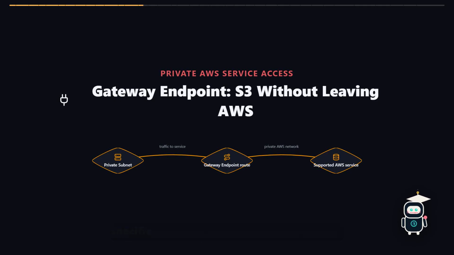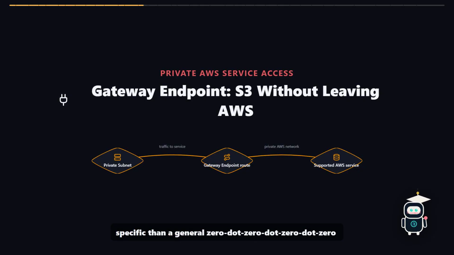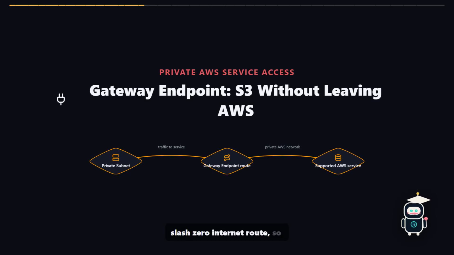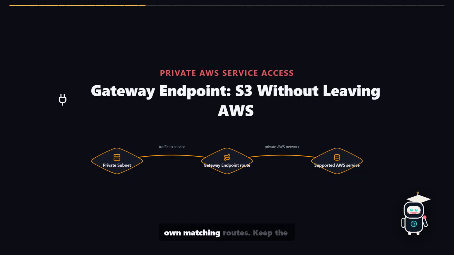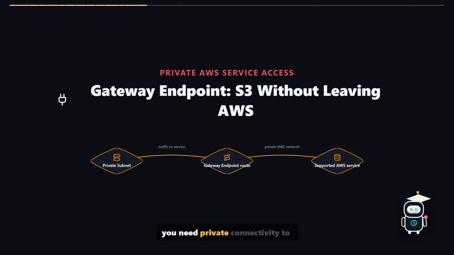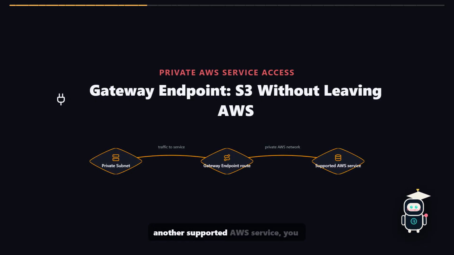That route is more specific than a general 0.0.0.0/0 Internet route, so traffic for the supported service follows the gateway endpoint path. Other destinations still follow their own matching routes. Keep the scope straight. Gateway endpoints are for S3 and DynamoDB. If you need private connectivity to another supported AWS service, you may need an interface endpoint instead.